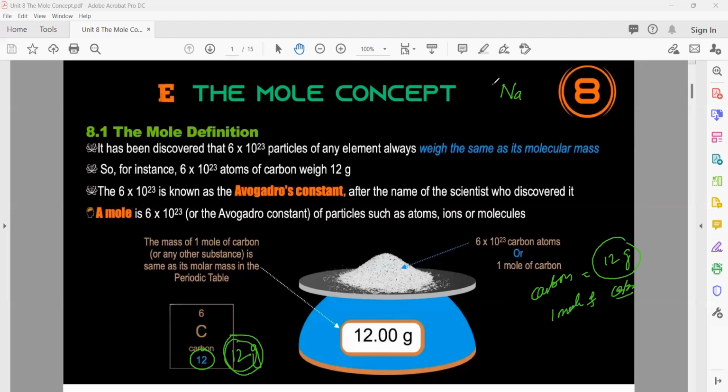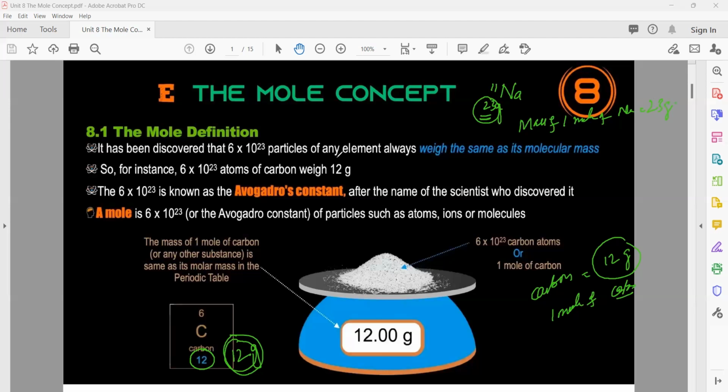For example, if you see the periodic table, let's say sodium. In the periodic table is written 11 and 23. It means the relative atomic mass of sodium is what? 23. So if I ask you the mass of 1 mole of sodium equal to how much? I just put grams with it. So it is equal to 23 grams.